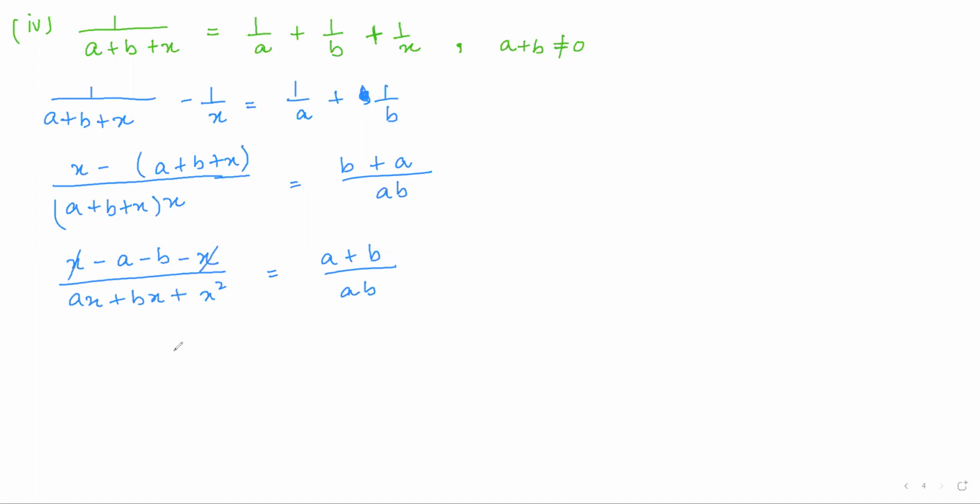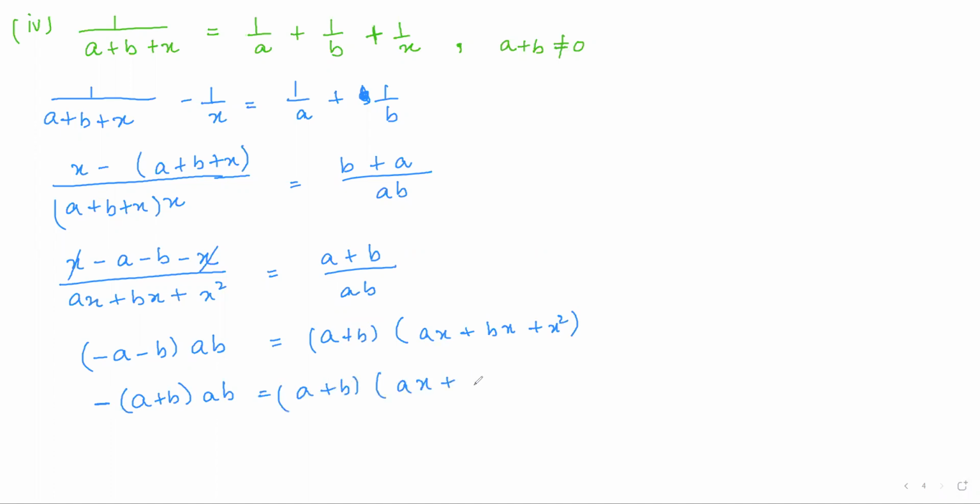So now I just cross multiply. So minus a minus b into ab is equal to a plus b into ax plus bx plus x square. Now if from this bracket I take a minus outside, I get a plus b, right? So I can just cancel out this thing. So it's only minus of ab is equal to ax plus bx plus x square.